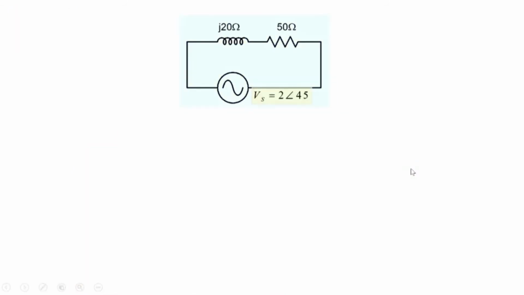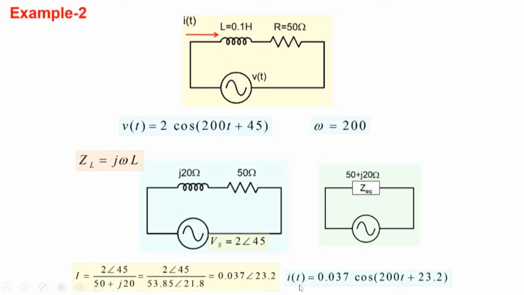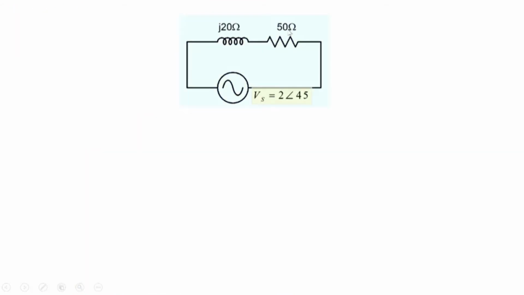Okay. All right. So we found out what is the current flowing through the system. Suppose you wanted to know what is the voltage drop across the resistor. The concept of voltage division is valid, all those things are valid here. So Vs is 2 angle 45, the original voltage here, and it will divide between these two. If you're looking for the voltage drop across the 50 ohms, it would be 50 divided by the net impedance, 50 plus j20 here.